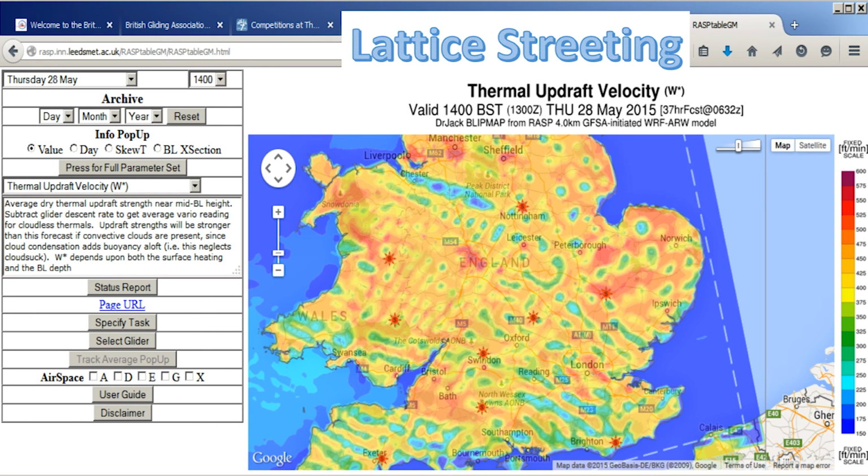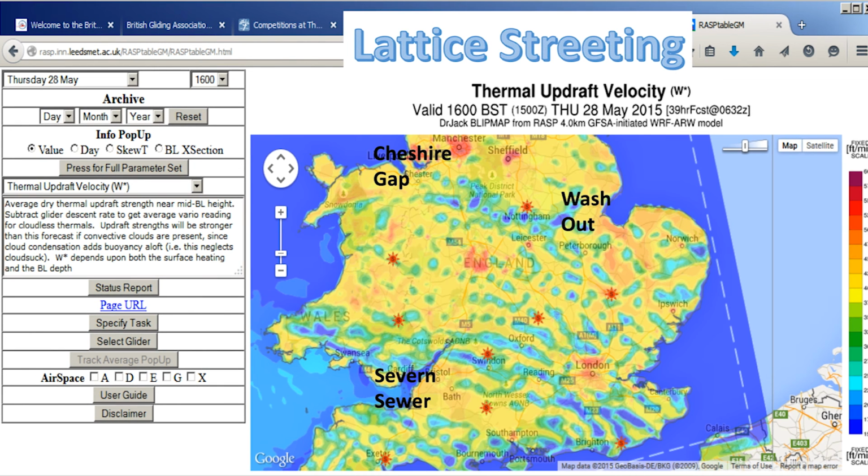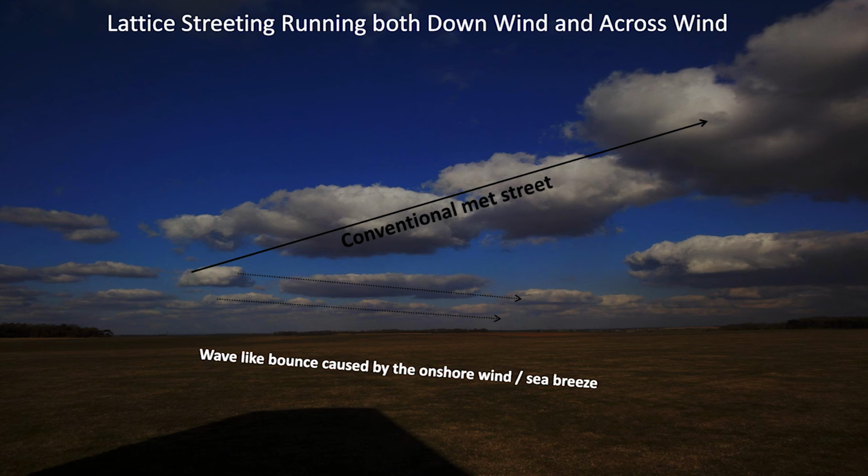Sorry, that was 12 o'clock. This is 2 o'clock. And this is 4 o'clock. And we can see that the lattice streeting occurred right across the country by mid-afternoon. What does it look like? Well, it's a little like this.